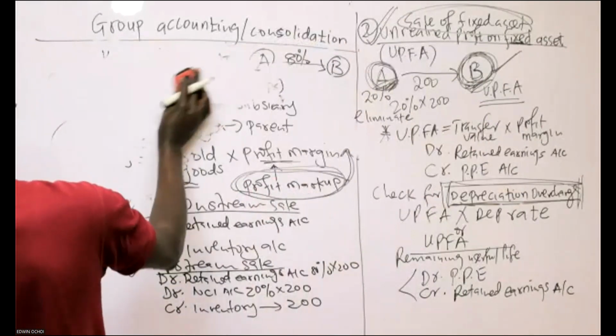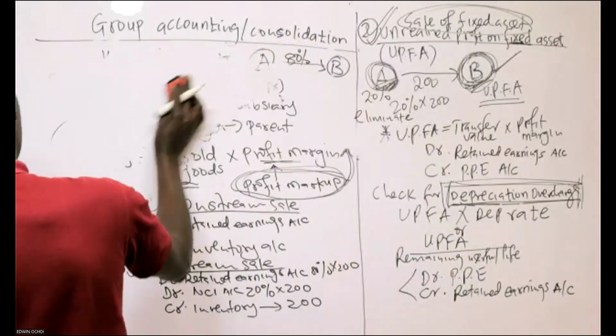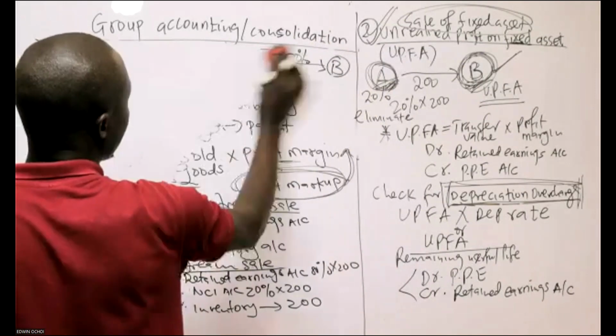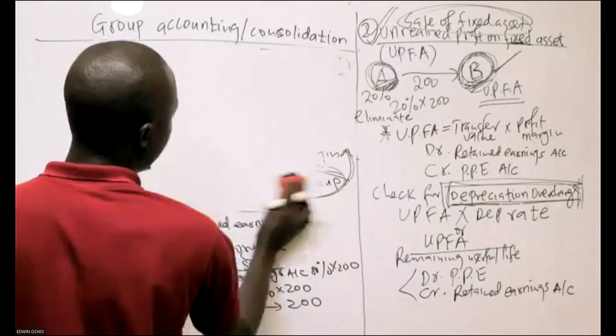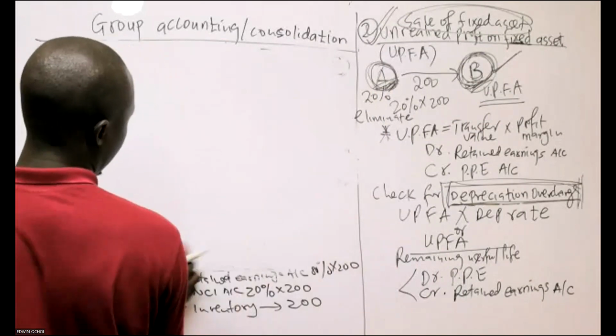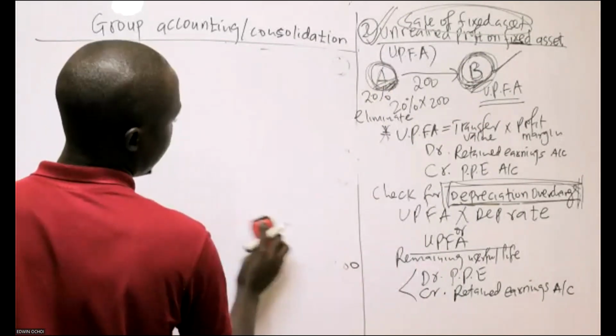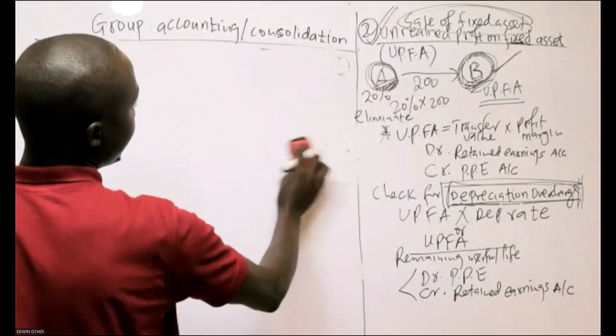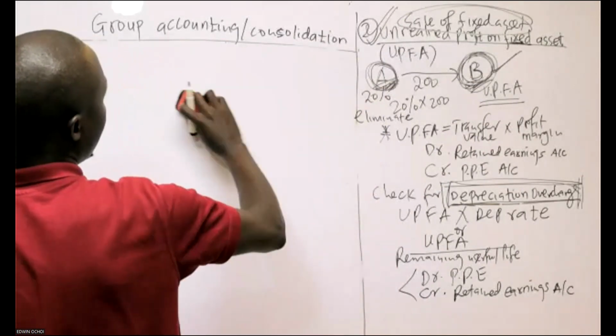Terminology number 3: revaluation gain. Group accounting is very interesting and very nice.